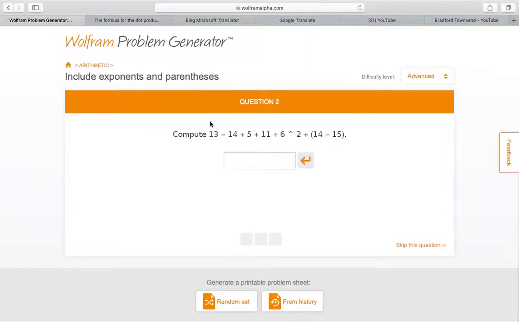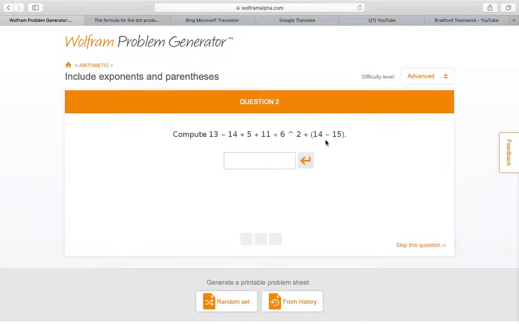So what takes precedence? Parentheses are first. So if we were to work through this problem, get 13 minus 14, write it all out, plus 5 plus 11 divided by 6 squared plus, and then we're going to simplify the parentheses. 14 minus 15 is negative 1. Okay, and I keep that in parentheses.